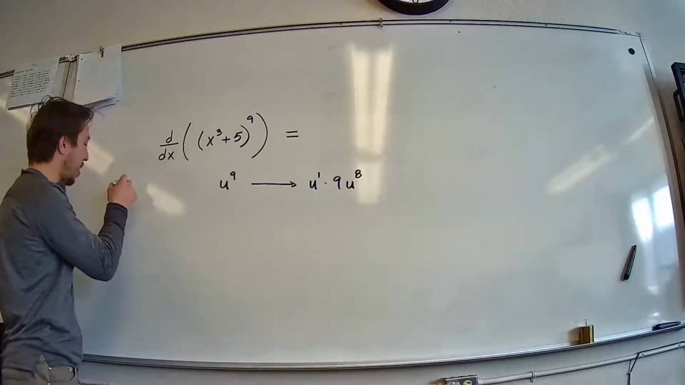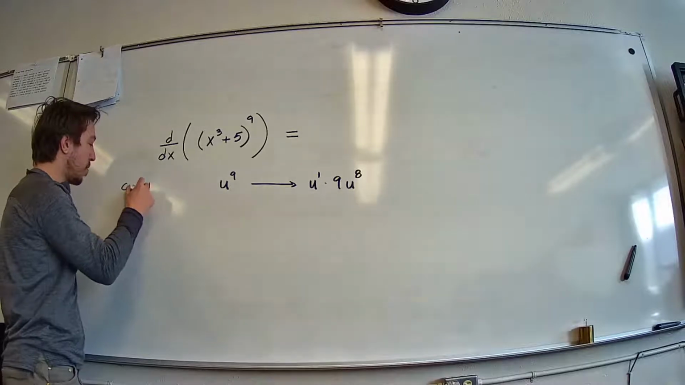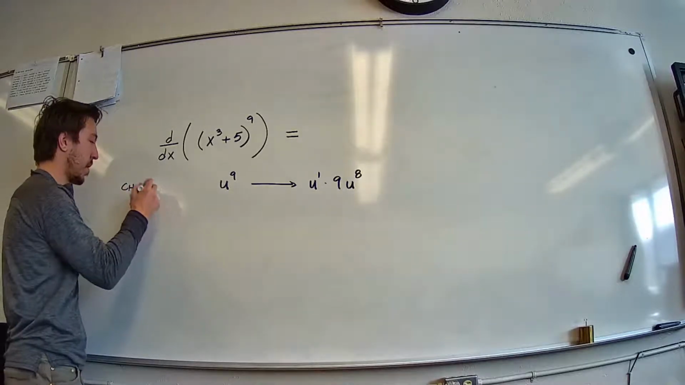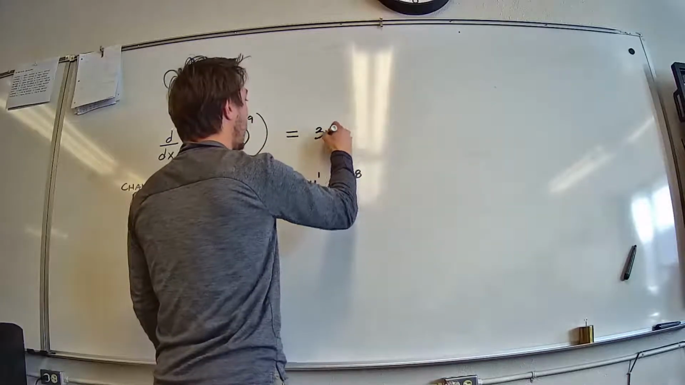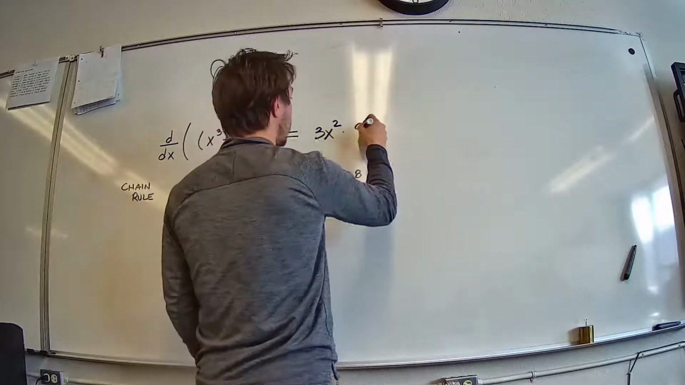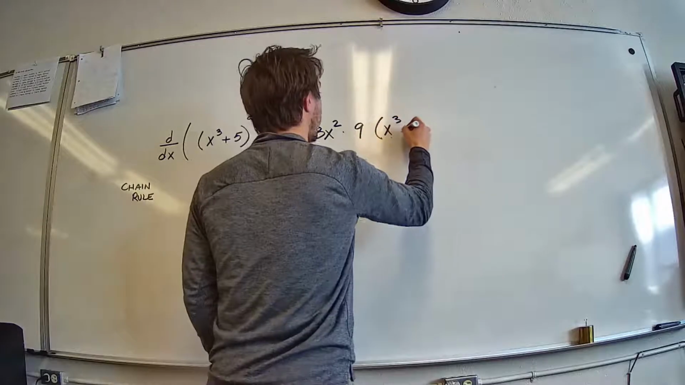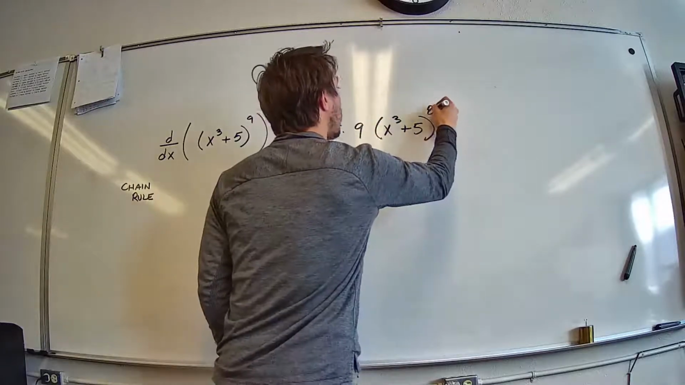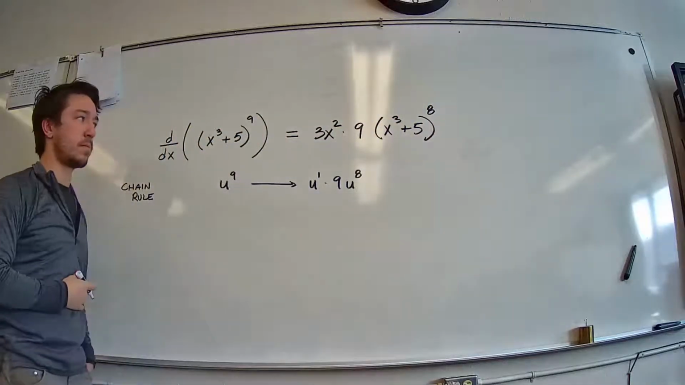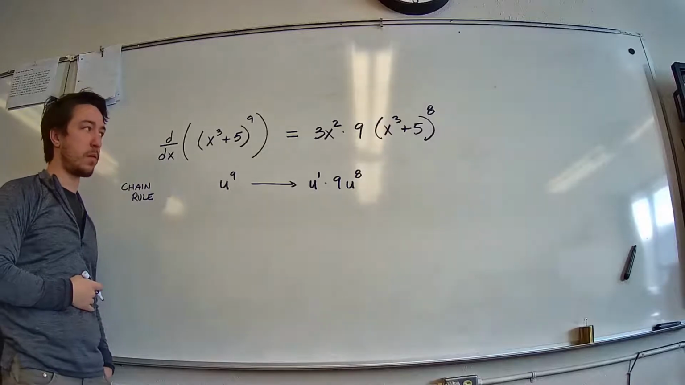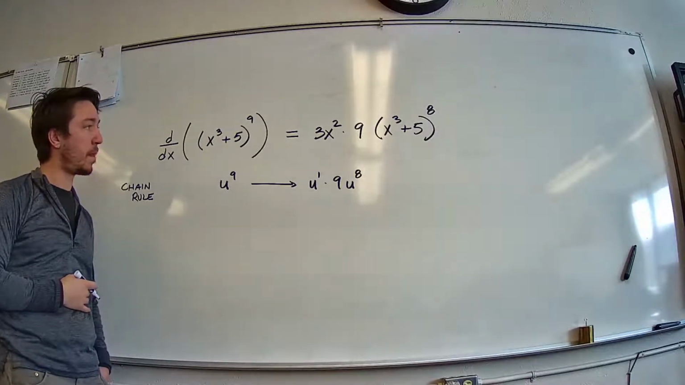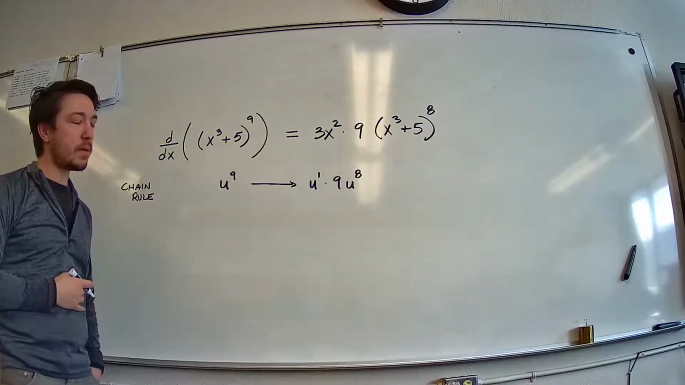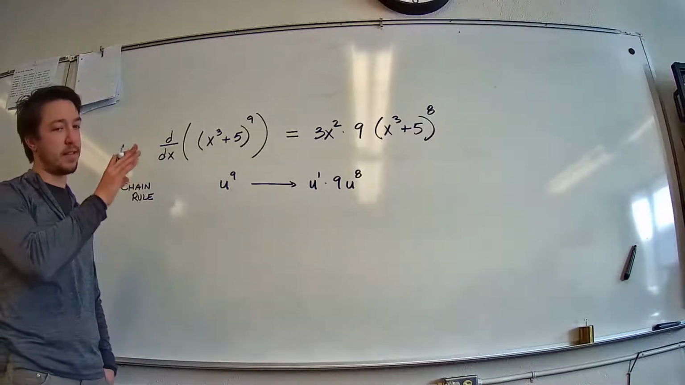That is called the chain rule. Okay, so the answer to this one would be 3x squared times 9 times (x cubed plus 5) to the 8th. You feel okay about that? Okay. Question? So it's kind of easy to do that. Right.